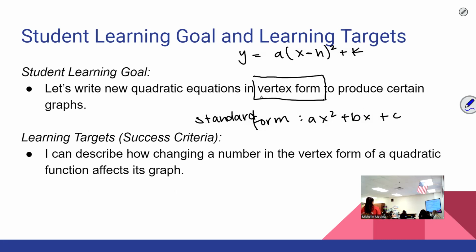What can I see best when it's in Vertex form? The Vertex, what letters will tell me the Vertex? h, k. All right, remember that the true value for h always looks different than how it looks in your formula. So that's why I always know it's x minus h, because that's what makes it confusing. And then the k always matches, right? So there's that.